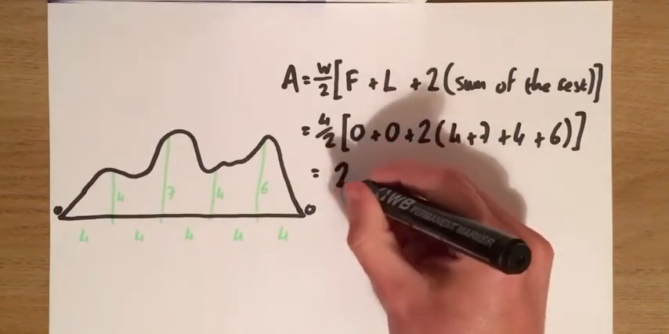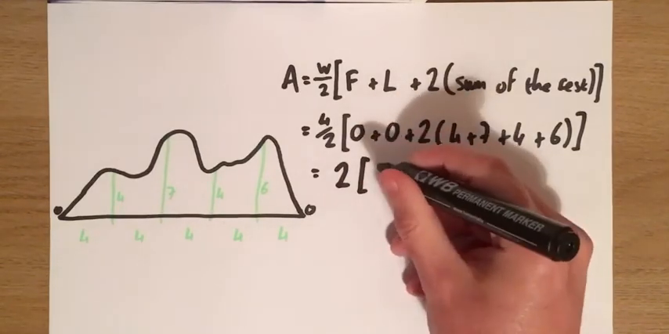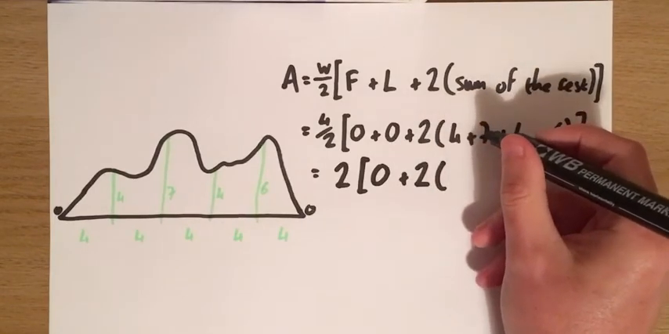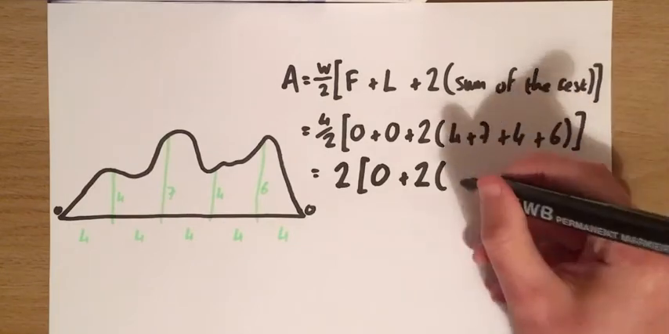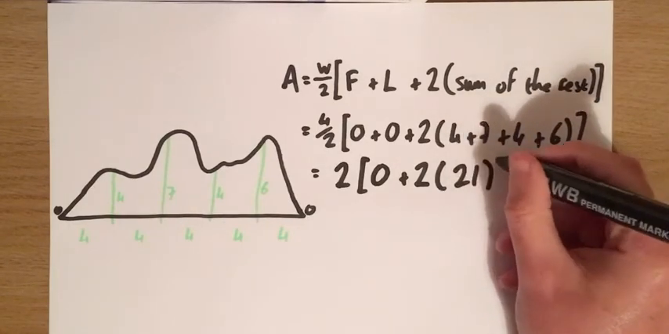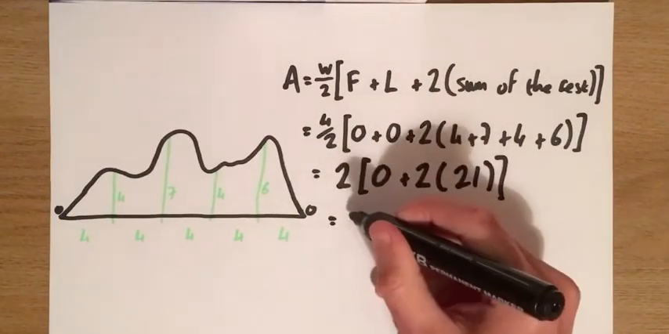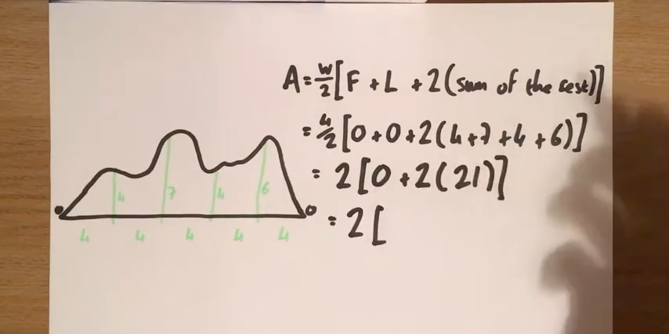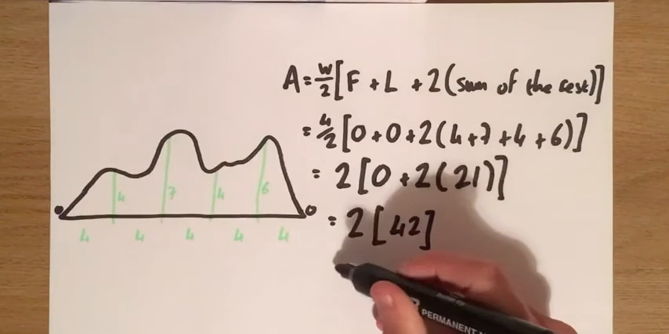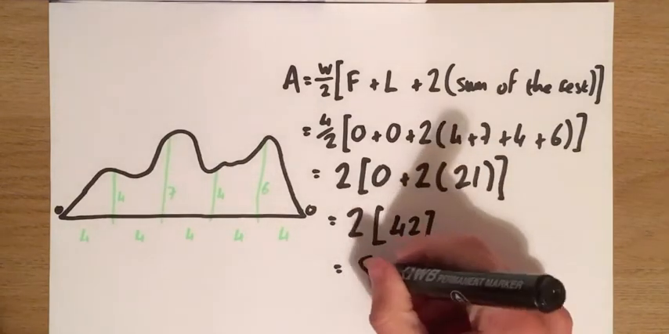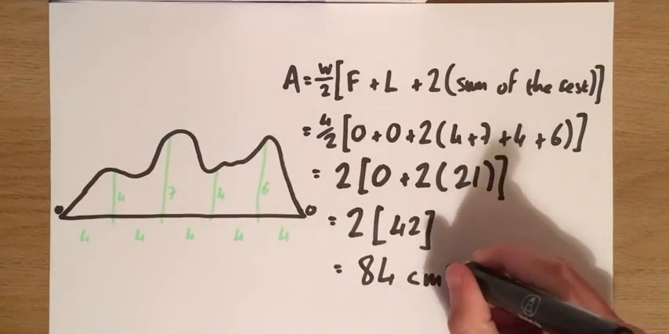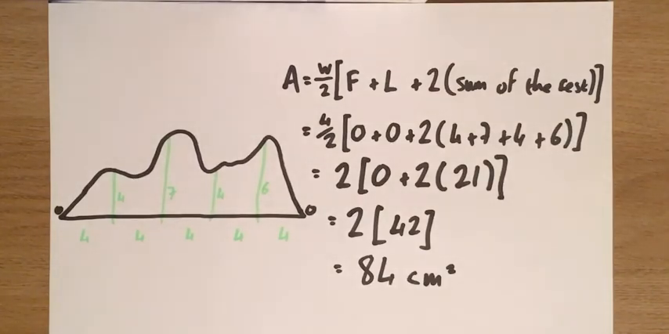4 divided by 2 is 2. 0 plus 0 is 0, plus 2 times 4 plus 7 is 11, plus 4 is 15, plus 6 is 21, which is equal to 2 times 21 is 42, and then 0 plus 42 is just 42. 2 times 42 then is 84, and again I didn't put it in, but we'll say this is in centimeters, and if so, this will be centimeters squared. All right, and there's your answer for that one.